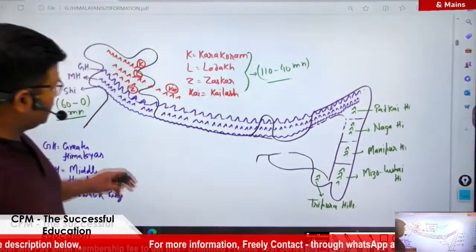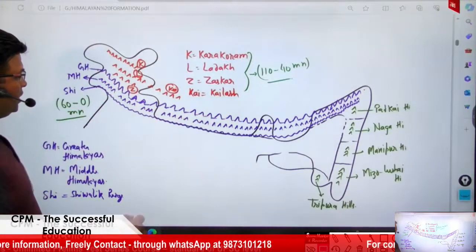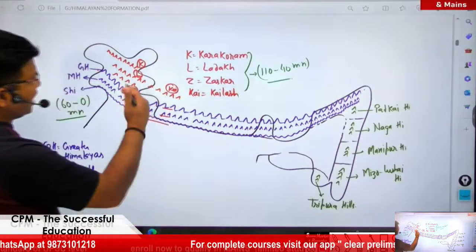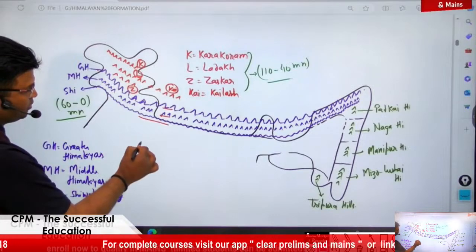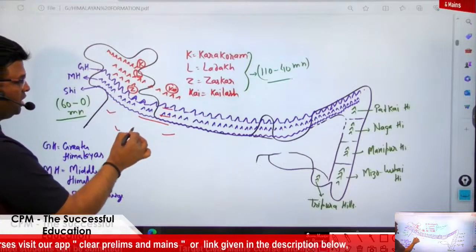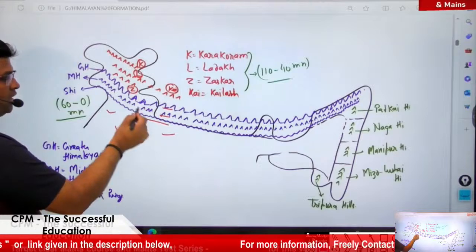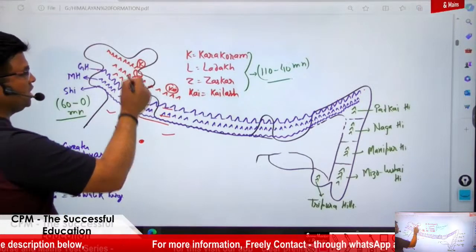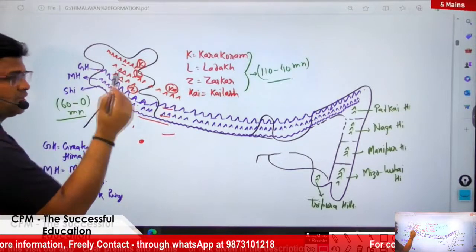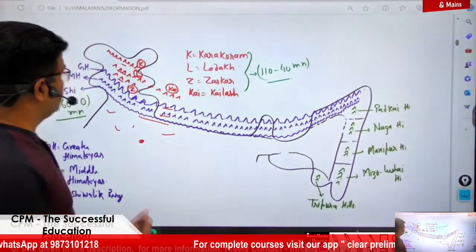Here, these bigger blue-colored ranges are the Greater Himalaya, here is the Middle Himalayas, and these are the Shivalik range. Suppose we are in India, here is Delhi, and here is UP, Punjab, Haryana. When we move towards the Himalayan region, first we meet the Shivalik range, then the Middle Himalayas, then the Greater Himalayas. After crossing it, we see the Karakoram, Ladakh and Zaskar. This is the Karakoram and Ladakh, and this is Zaskar. The Karakoram has the second highest mountain peak of the world, K2, also Godwin Austen, which lies over there.